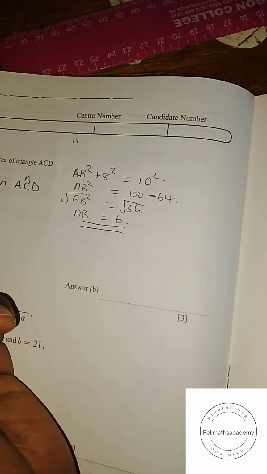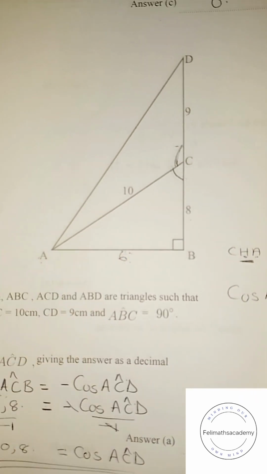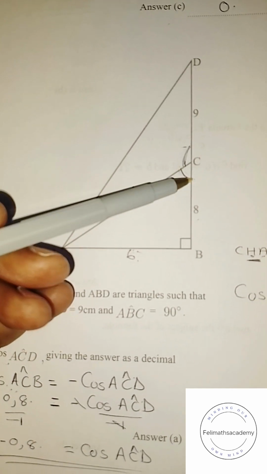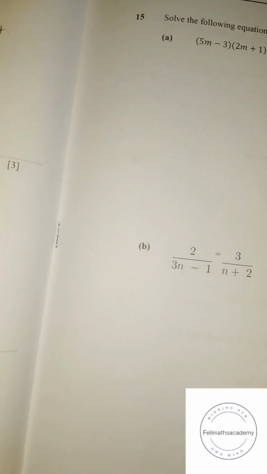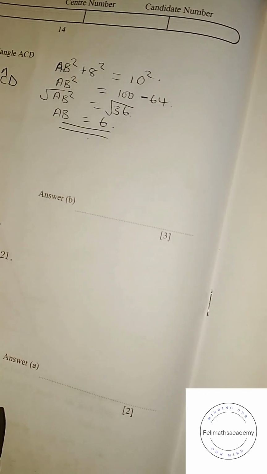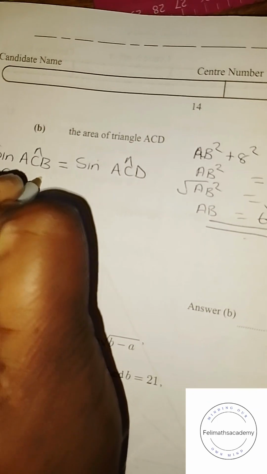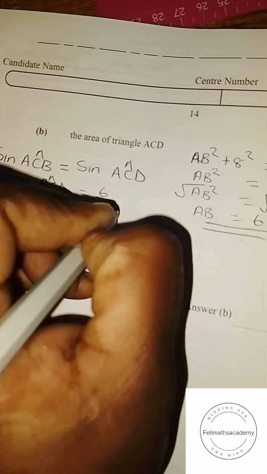So AB is equal to 6. So the sine of this angle, since this side is 6, the sine of this angle is equal to 6 over 10. So sine ACD is equal to 6 over 10.